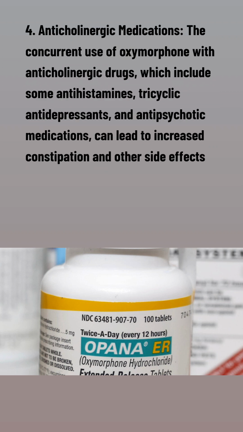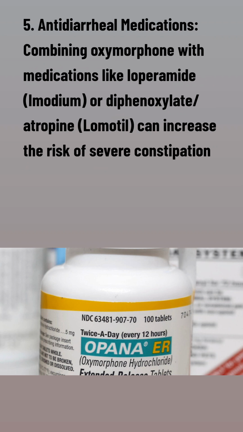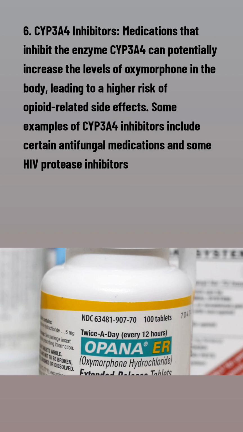4. Anticholinergic medications. The concurrent use of oxymorphone with anticholinergic drugs, which include some antihistamines, tricyclic antidepressants, and antipsychotic medications, can lead to increased constipation and other side effects. 5. Antidiarrheal medications. Combining oxymorphone with medications like loperamide (Imodium) or diphenoxylate-atropine (Lomotil) can increase the risk of severe constipation. 6. CYP3A4 inhibitors. Medications that inhibit the enzyme CYP3A4 can potentially increase the levels of oxymorphone in the body, leading to a higher risk of opioid-related side effects.